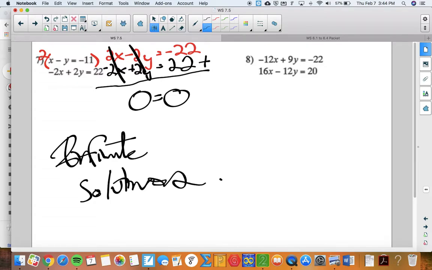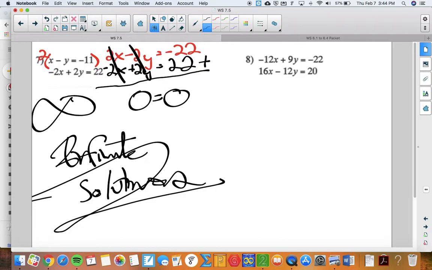It's fancy writing. Holy cow, look at that fancy writing. Infinite solutions. Woo! Oh boy, this one looks like a doozy.